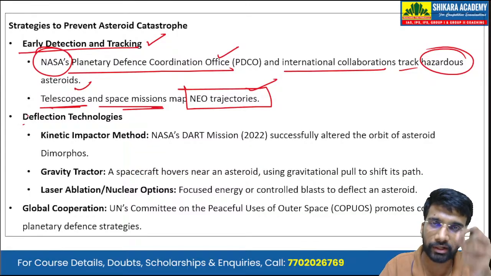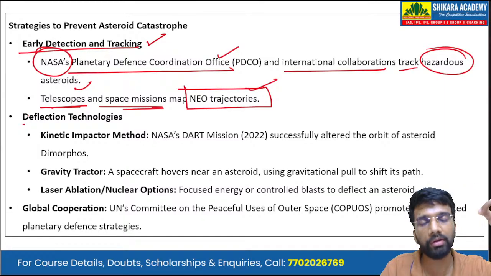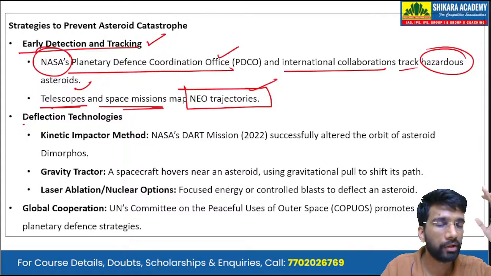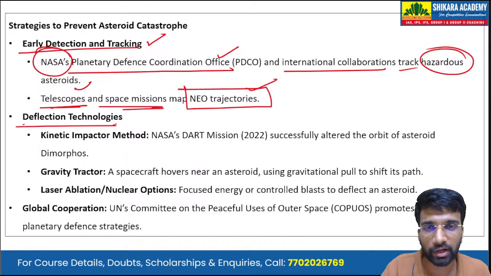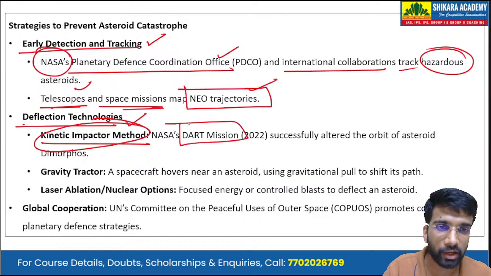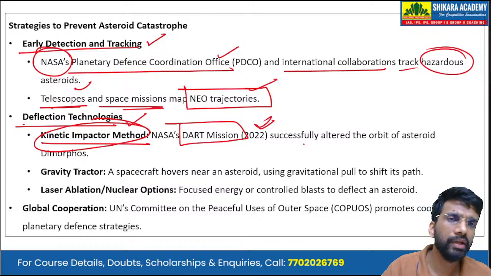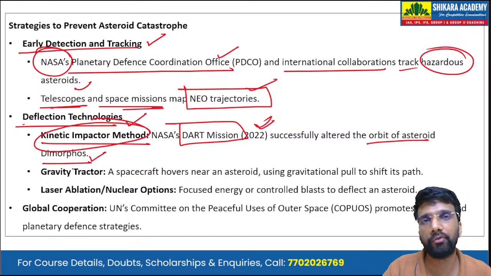Then after detection, after tracking, what if there is a possible likelihood of an impact? How can we deflect that upcoming or incoming asteroid? So there are deflection technologies. First is the kinetic impactor method. NASA's DART mission in 2022 successfully altered the orbit of an asteroid, Dimorphos.